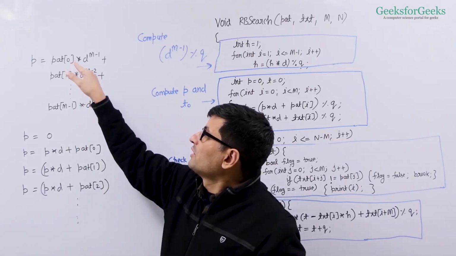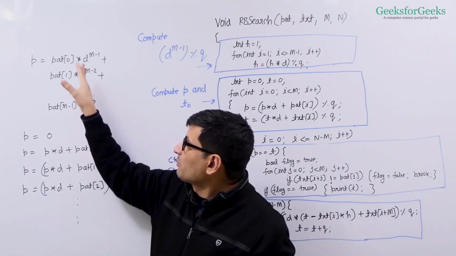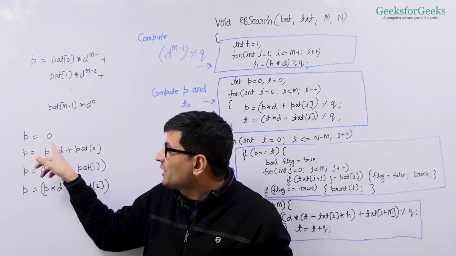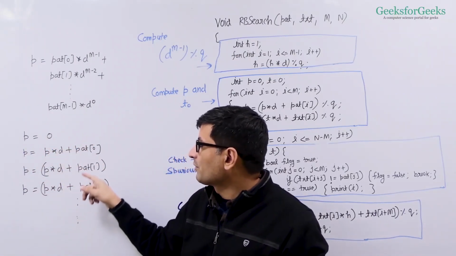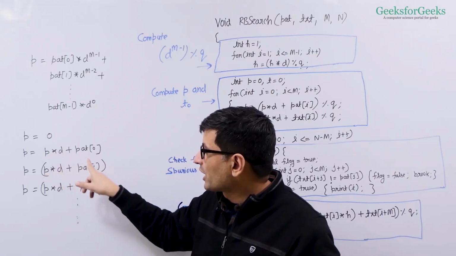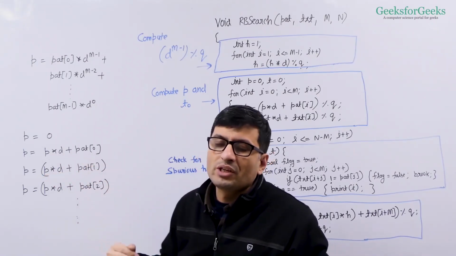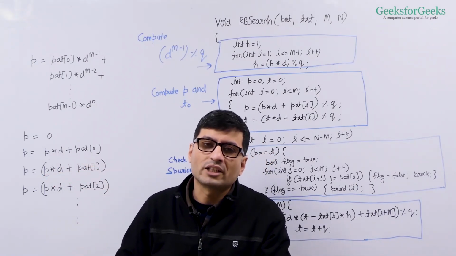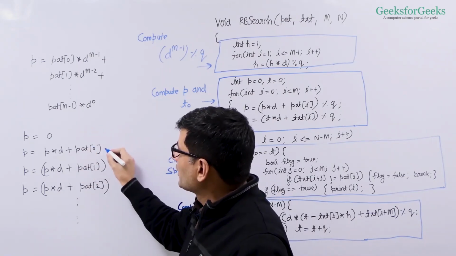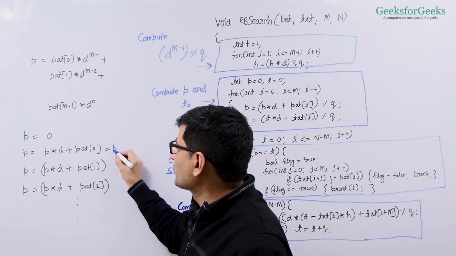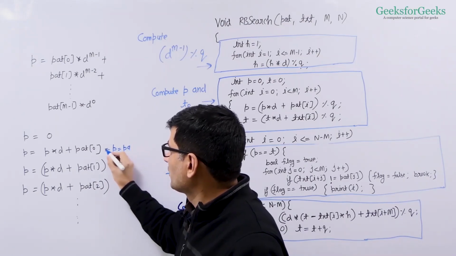Now one simple way to compute this value is we initialize p equal to 0. Then in a loop we do this. For i equal to 0 we do this. For i equal to 1 we do this. And we run the loop up to i equal to pattern length minus 1. Let's see what this means. After you have done this, your p value is going to have pattern 0, right?